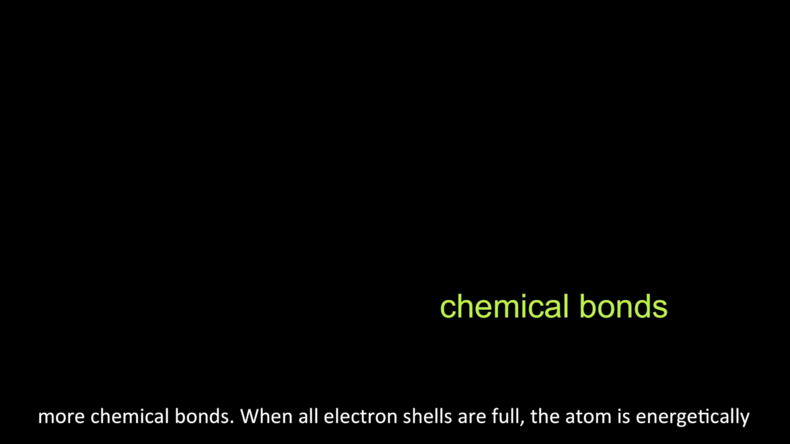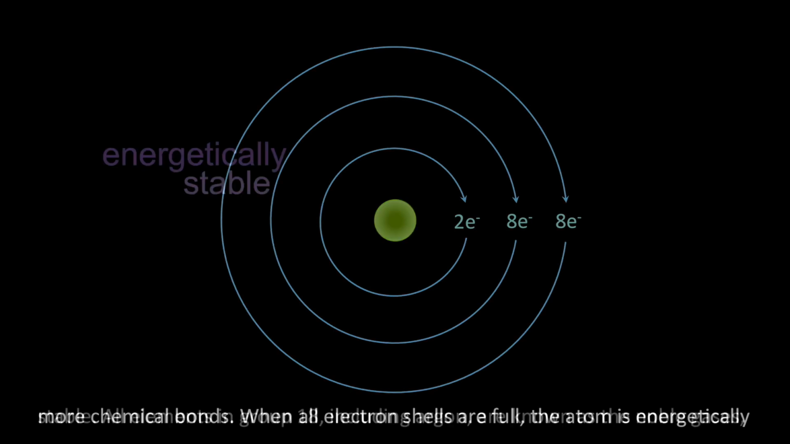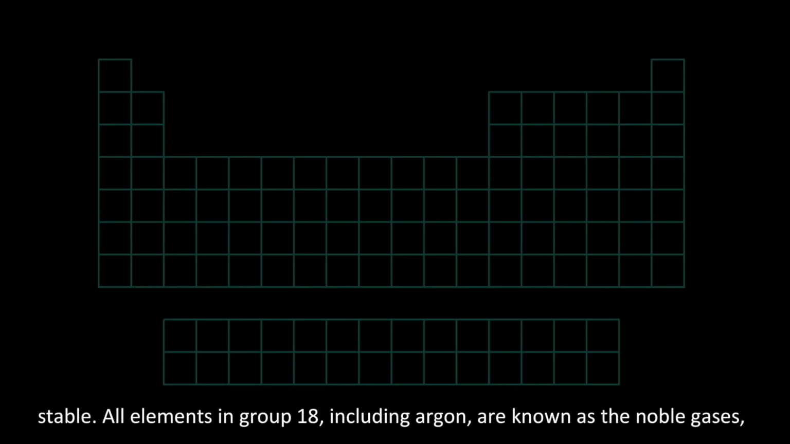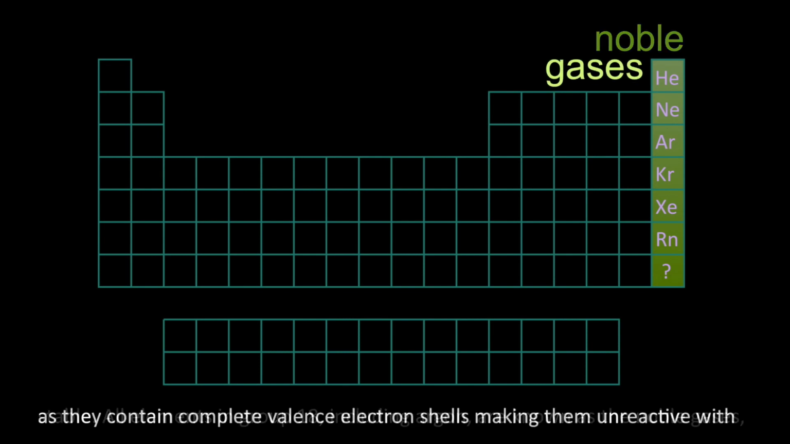Molecules are compounds of 2 or more atoms connected together by 1 or more chemical bonds. When all electron shells are full, the atom is energetically stable. All elements in group 18, including argon, are known as the noble gases, as they contain complete valence electron shells, making them unreactive with other atoms.